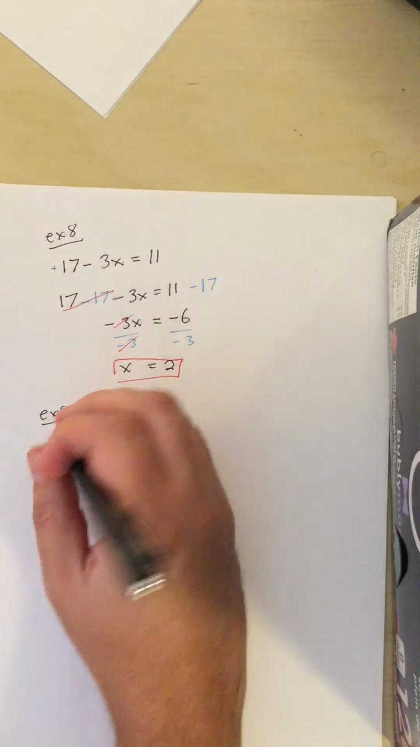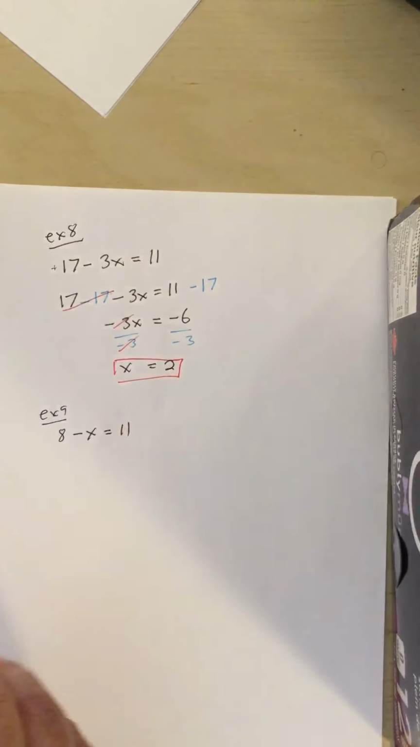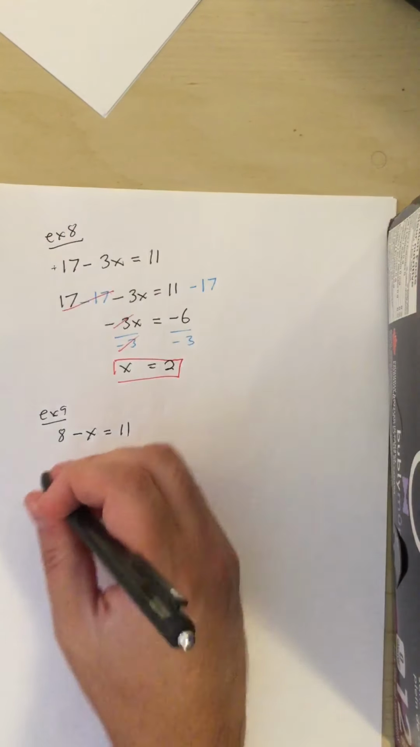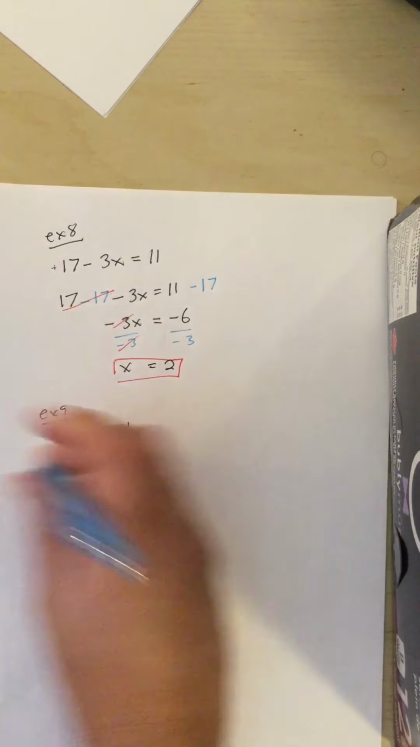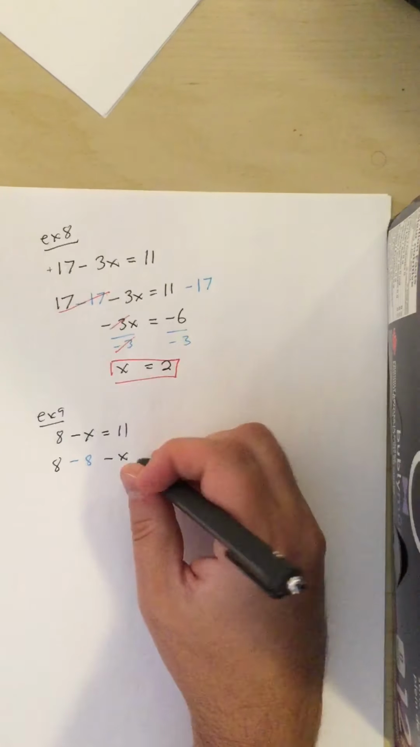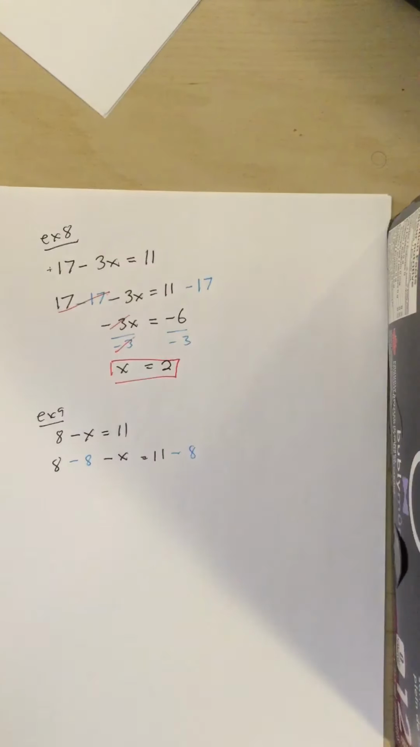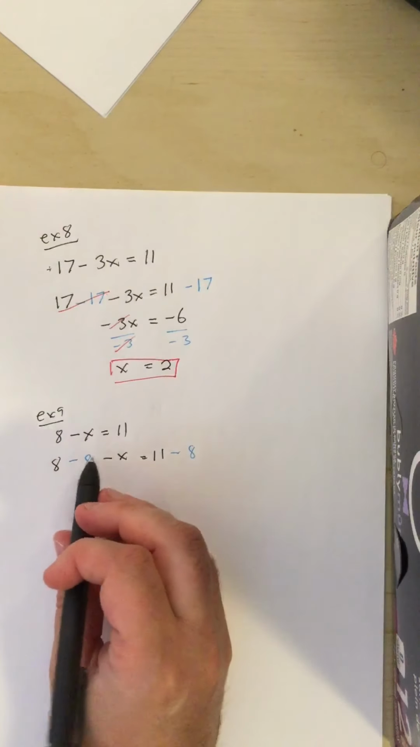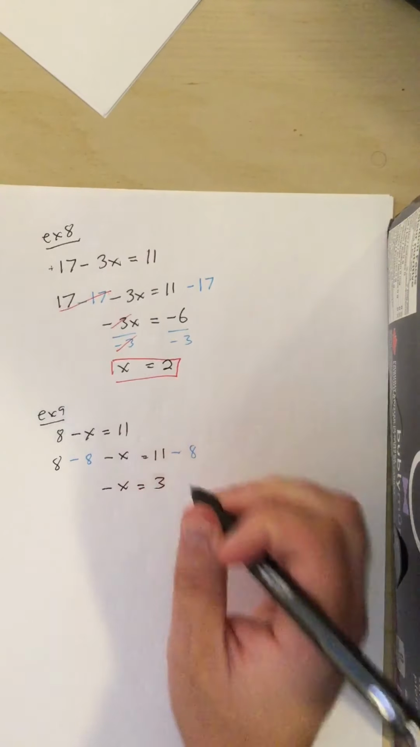Example 9. So here, this looks kind of the same as that. So we're kind of doing it the same way. We have 8. We're going to subtract 8 from both sides. There's still a minus x over there. And that's going to be 11 minus 8. The 8 and the 8 go away. All we're left with is minus x. And 11 minus 8 is 3.